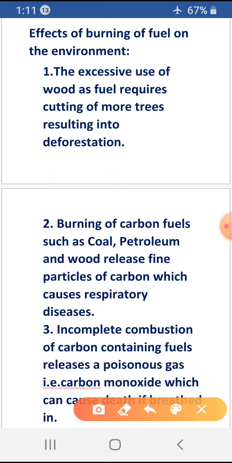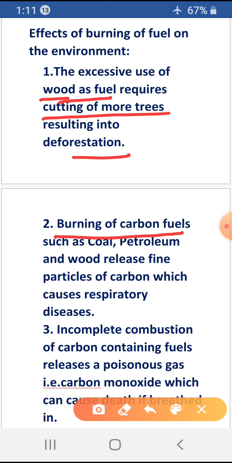the excessive use of wood as fuel requires cutting of more trees, and we all know cutting of trees is termed as deforestation. So whenever we are using wood as a fuel excessively, we are promoting deforestation, and deforestation is harmful for our environment. Second point, burning of carbon fuels.